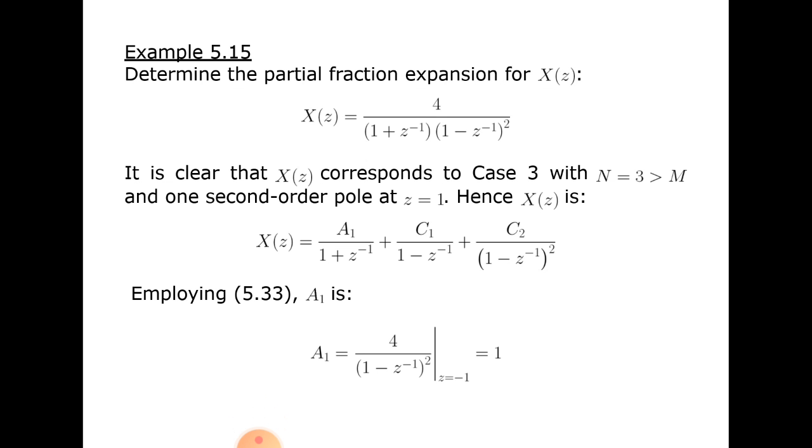Hence X(z) is equal to A divided by (1 plus z^-1) plus C1 divided by (1 minus z^-1) plus C2 divided by (1 minus z^-1) the whole square. For evaluating A, A1 is equal to 4 divided by (1 minus z^-1) the whole square, where z is equal to minus 1, and we will get A equal to 1.